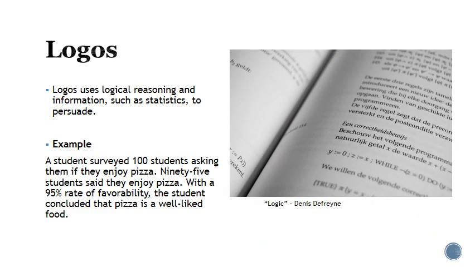Lastly, we have logos. Logos uses logical reasoning and information such as statistics to persuade. Logos is a strong method of persuasion because an argument should mostly be based on logical reasoning and facts for support. So an example would be a statistic like a student surveyed 100 students asking them if they enjoy pizza. 95 students said that they enjoy pizza with a 95% rate of favorability. The students concluded that pizza is a well-liked food.